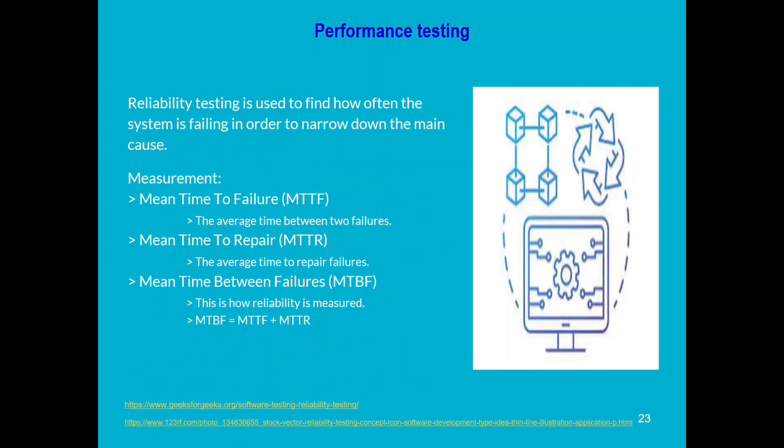We also have reliability testing, which is used to find how often the system is failing in order to narrow down the main cause. We can measure this in terms of these three variables: mean time to failure, the average time between two failures; mean time to repair, the average time to repair the failures; and the mean time between failures, which is the mean time to failure plus the mean time to repair.